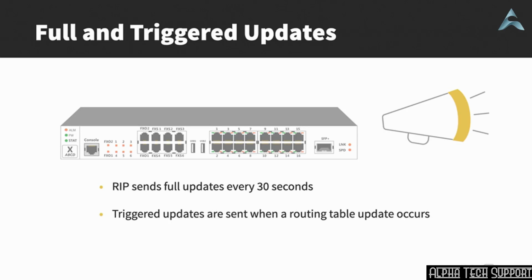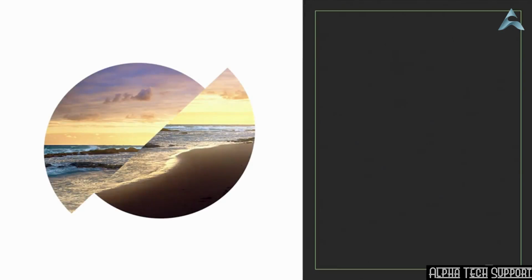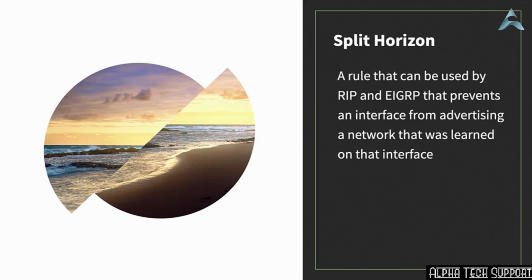In this video, we want to consider a couple of features that RIP has: split horizon and poison reverse. Now, split horizon is a rule that's used not just by RIP, but also by EIGRP, and that rule says that if a router receives an advertisement for a network in a specific interface, that router will not advertise that same network out of the interface on which it was learned, and that can prevent a routing loop or what's called a count to infinity problem.